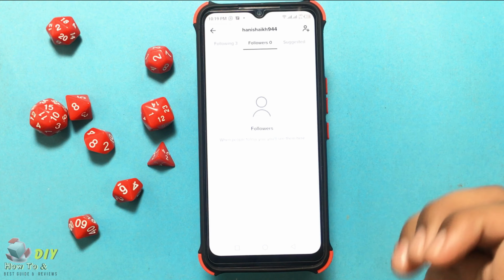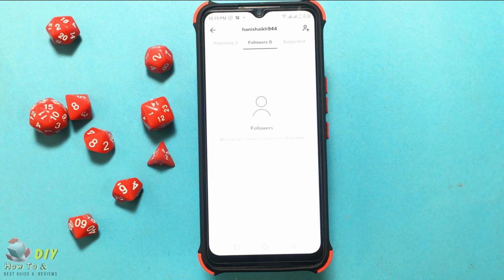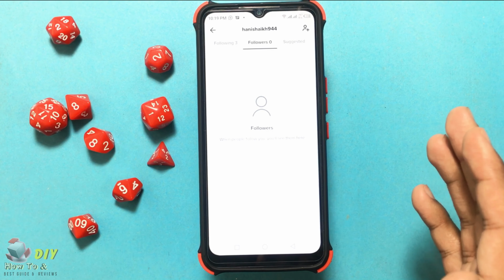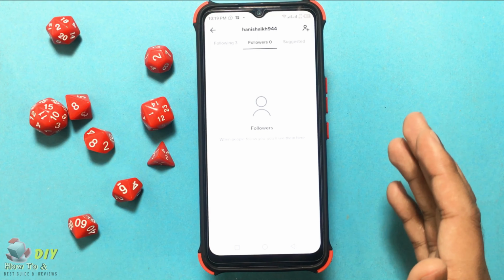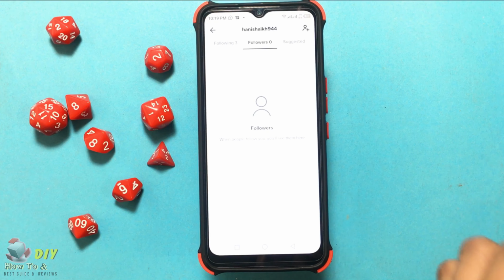Tracking your followers on TikTok is simple. In these simple steps, you can get a detailed picture of the number of people following you on TikTok along with their username.